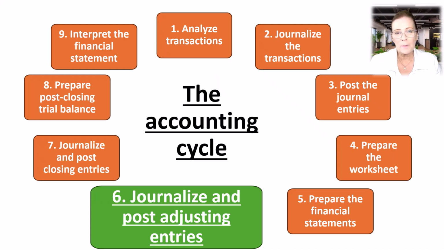Journalizing and posting the adjusting entries is step 6 in our 9-step accounting cycle, and we've come a long way. You've learned about analyzing business transactions, journalizing and posting them. Then we prepared a worksheet and sketched out the adjustments and the final financial statements. Now that we're satisfied with what we've drafted in the worksheet, we are moving on to actually recording the adjusting journal entries and posting them in the general ledger.